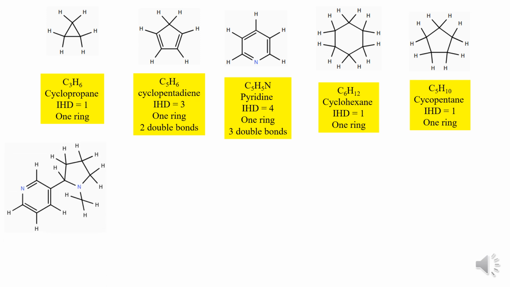Now let us take up some compounds of medicinal interest, compounds of some therapeutic value. Now nicotine, molecular formula C10H14N2 with IHD value of 5. So you have 2 rings in nicotine. One is the pyridine ring, the other is the pyrrolidine ring. Now the pyridine ring has 3 double bonds.